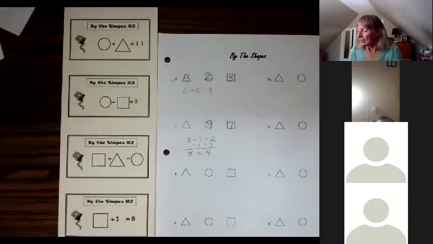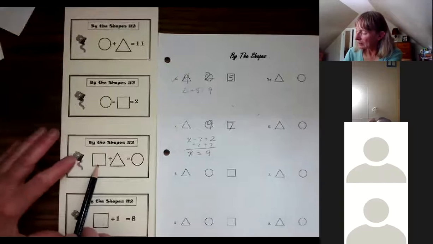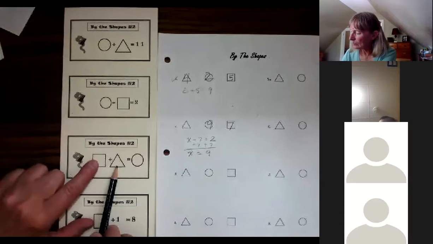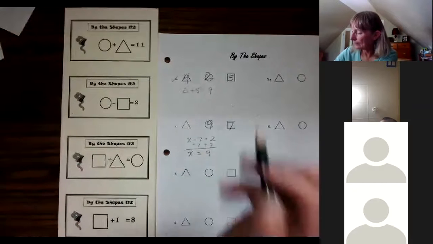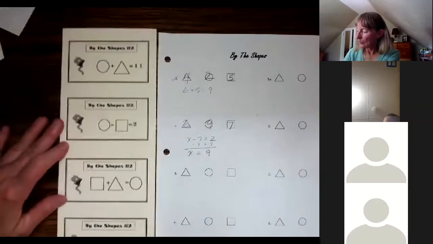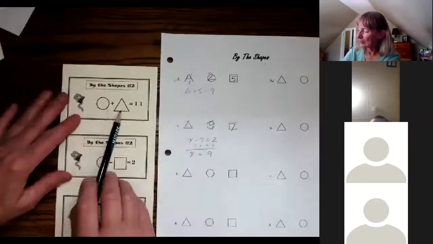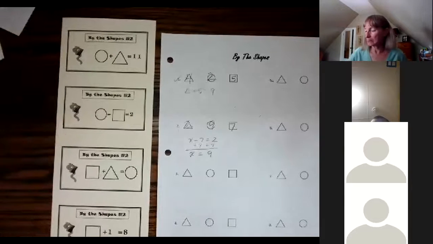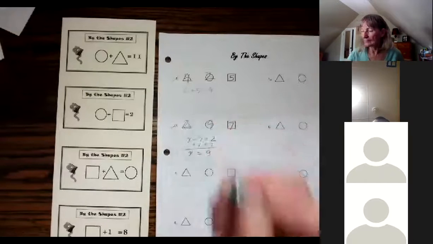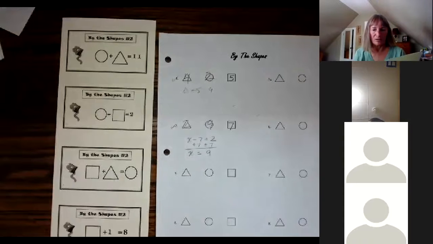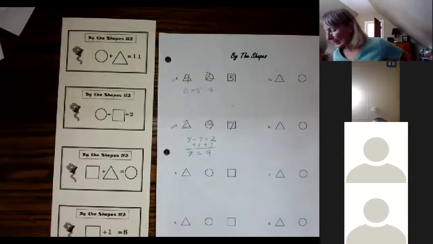Triangle is 3. Let's see if that would work. Or, no, wait, triangle is 2, because we would say 7 plus 2 is 9. Well, that works pretty well. And then we can check this one. 9 plus 2 is 11. Yeah. Okay. Do they all work? I've got the answer key here. That works pretty well.